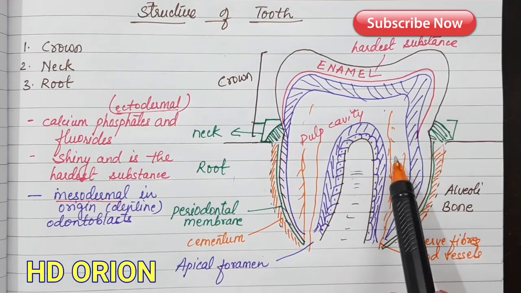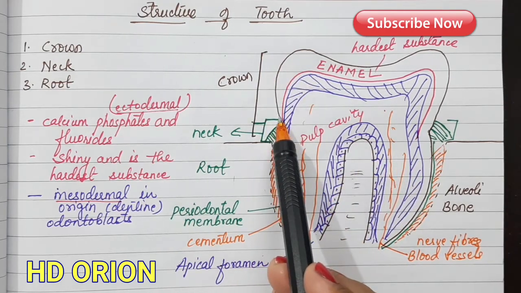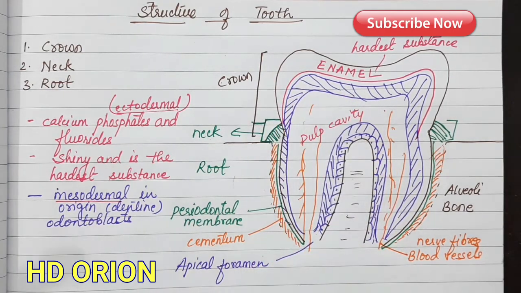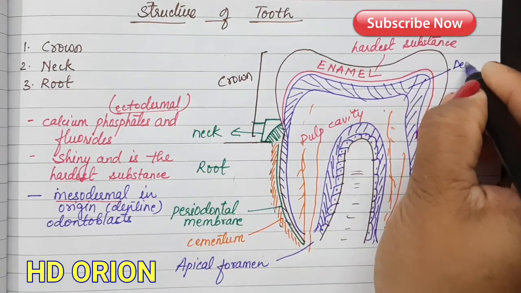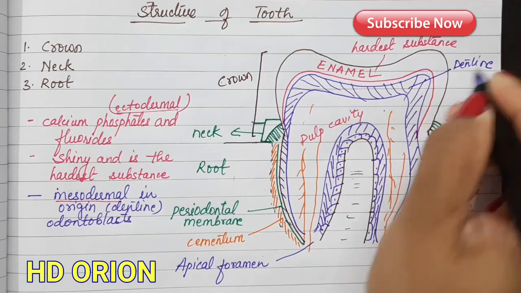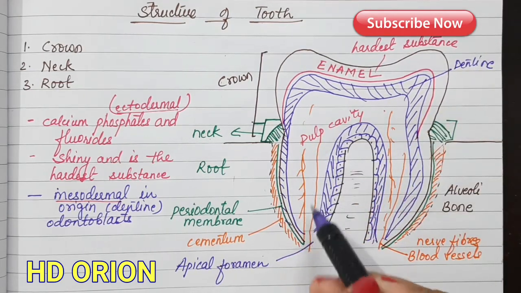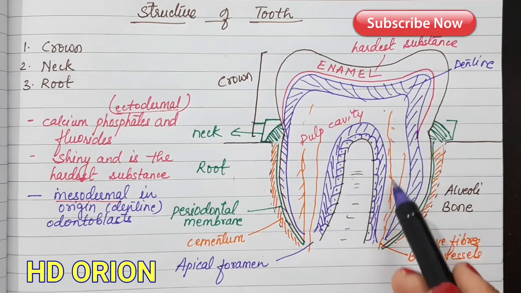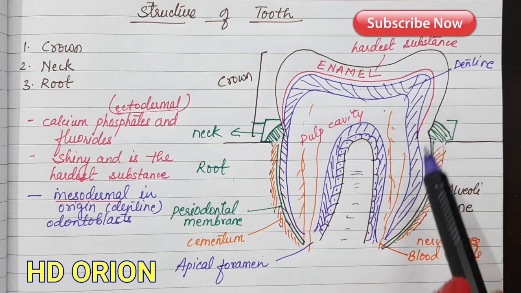So I told that there are three parts in the crown. This is the outermost part, which is the enamel. The second part is the dentine. This is the dentine. And the third part is the pulp cavity. In the pulp cavity, there are the blood vessels, the nerve fibers and all this that appears out. So this is the basic structure of the tooth.